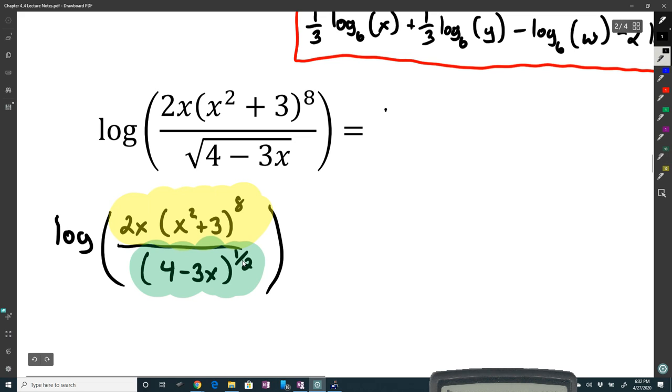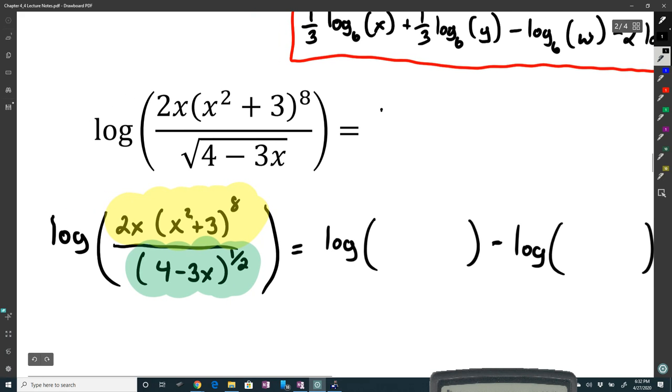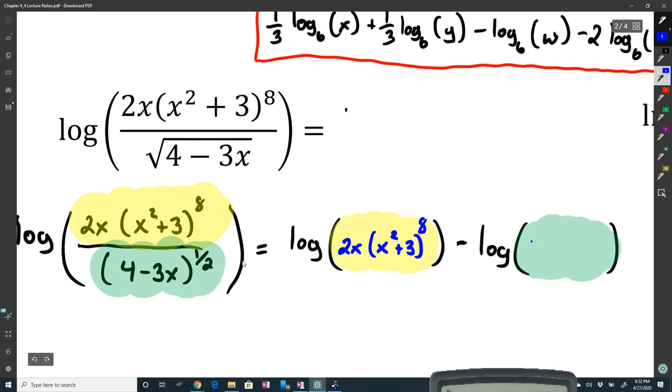So the main idea here is going to be division. And so it's log of blank minus log of blank. And so we have 2x, x squared plus 3 to the 8, and we have 4 minus 3x to the 1/2.